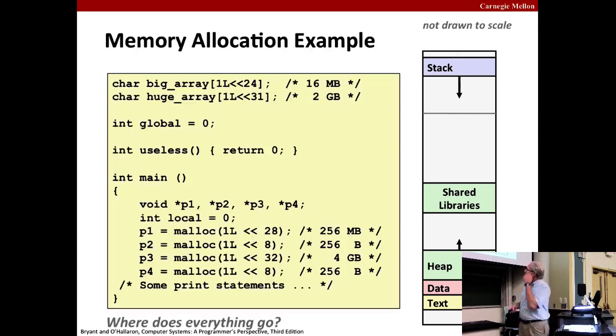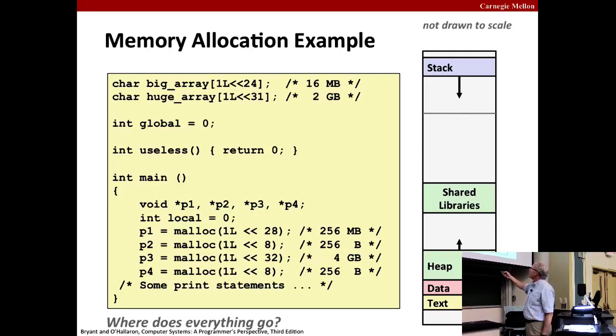So just as an example, here's some code whose only value is to show you where things get located. You'll see I allocated some fairly large arrays here. They're all chars, but this one is 2 to the 24th, so it's a 16 megabyte array. And this one is 2 to the 31st, so it's 2 gigabytes worth of array. I found that if I tried to allocate larger ones, the program wouldn't run.